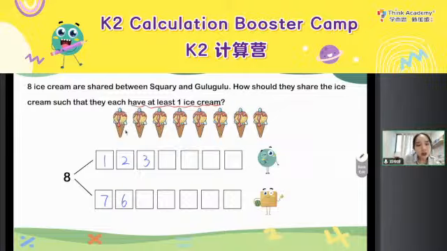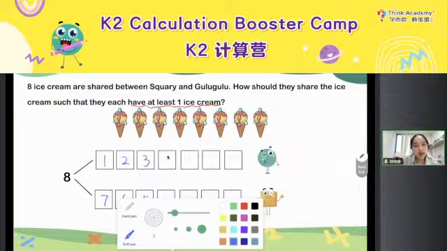Oh, so 3 gave to Glue Glue, cross 3 out, and we get 1, 2, 3, 4, 5. Still 5 for Squarey. Satisfied for Squarey, right? But still, I still want to increase the ice cream for Glue Glue. Can I? Yes. So now let's increase the ice cream.